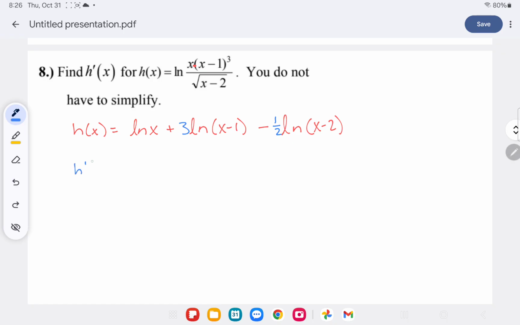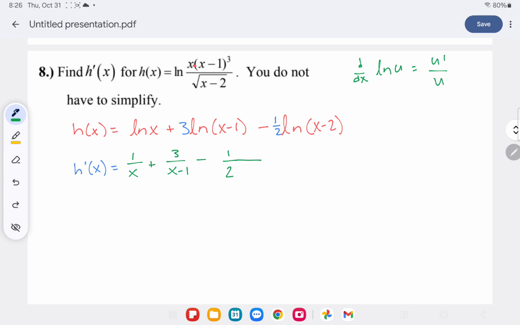Now we're going to take the derivative of these logs separately. And remember, the derivative for the natural log is u prime over u, the derivative over itself. So on the first one, the derivative of x is just 1, so we have 1 over x. In the second one, the derivative of x minus 1 is 1 again, but we're multiplying it by that 3, right, over the x minus 1. And then we have 1/2.